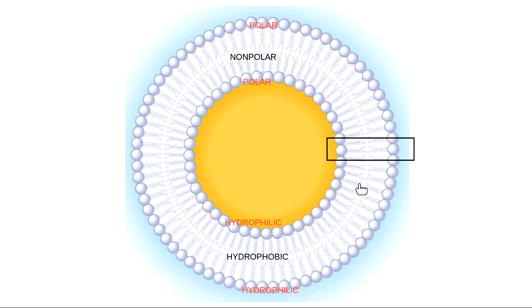My head groups that I find toward the inside of the cell membrane or on the outside of the cell membrane, these are polar things, and they don't play any role in determining what can get through, but they do help me to interact with the water on the outside and the water on the inside.